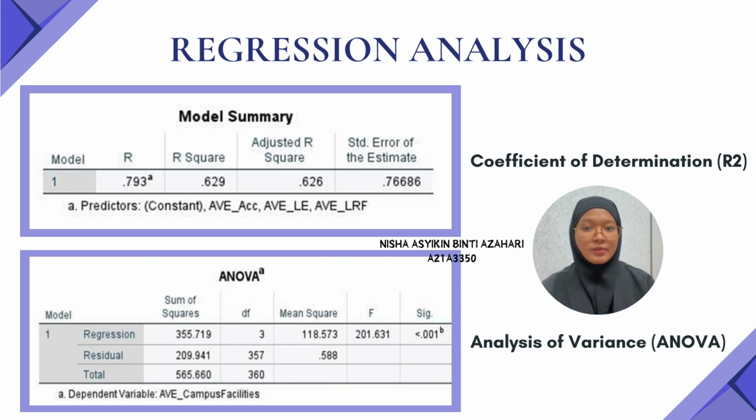Second is analysis of ANOVA. Based on the table, the F value is 201.631 with a p-value of 0.001, less than the 0.05 significance level. Thus, the overall regression model for these 4 predictors, which are campus facility among students of University Malaysia Kelantan, can be explained by the 4 independent variables, which are campus facility, learning environment, limited recreational facilities, and accommodation.